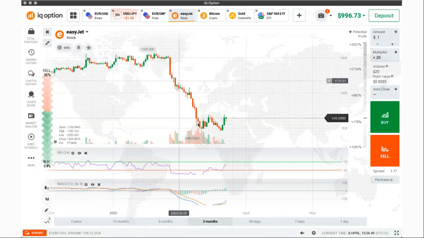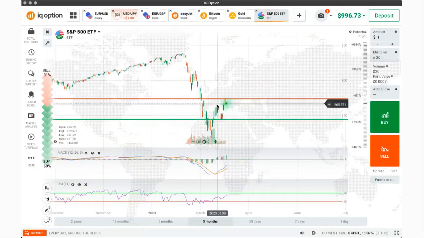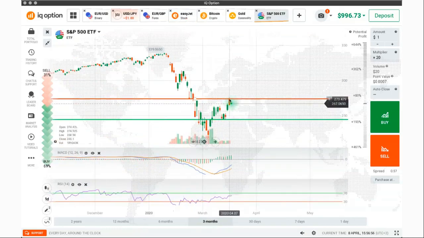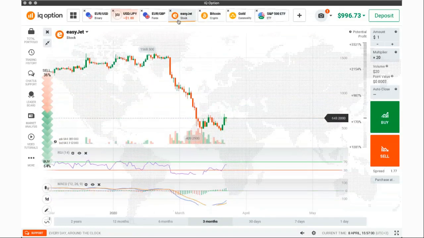Now you might say that the entire stock market is doing this, and if I go to S&P and go to daily, it's quite similar, but the S&P's recovered a lot more than EasyJet, and that's just based on the fact that specific industries will be affected more by whatever's going on globally.